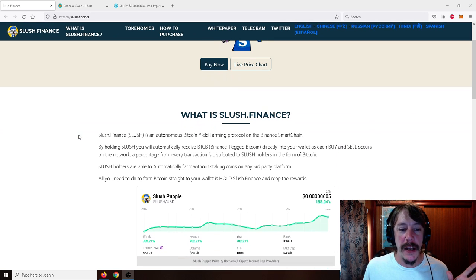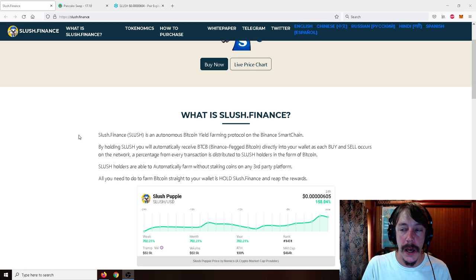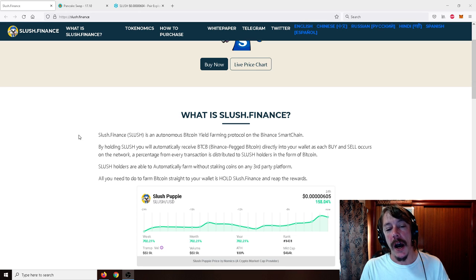Slush Finance is an automated Bitcoin yield farming protocol on Binance Smart Chain. Basically, this is like some of the other coins that have been coming out lately, like Baby Cake, where if you just simply hold Baby Cake in your MetaMask wallet or whatever particular Binance Smart Chain wallet you have, every 60 minutes you get PancakeSwap from the transactions.